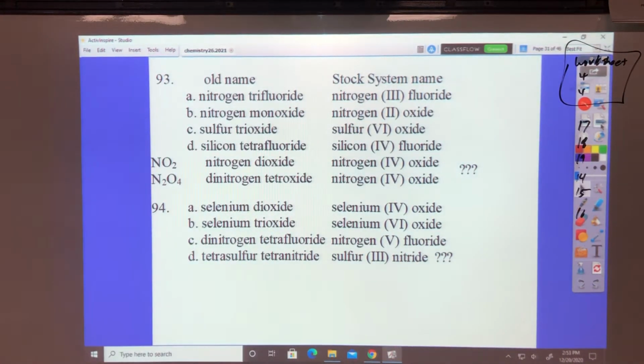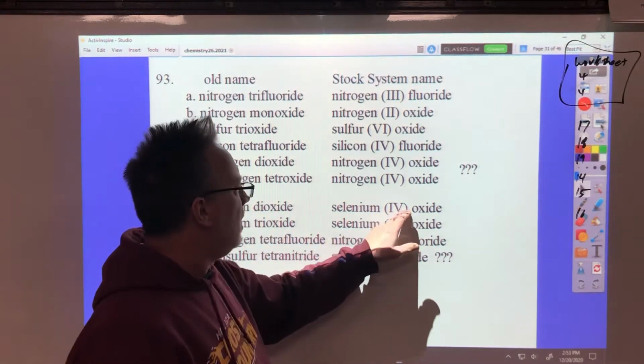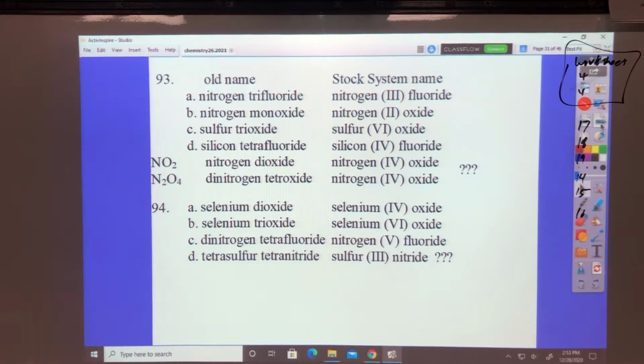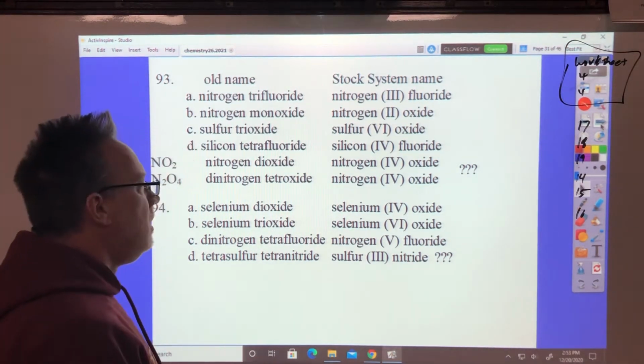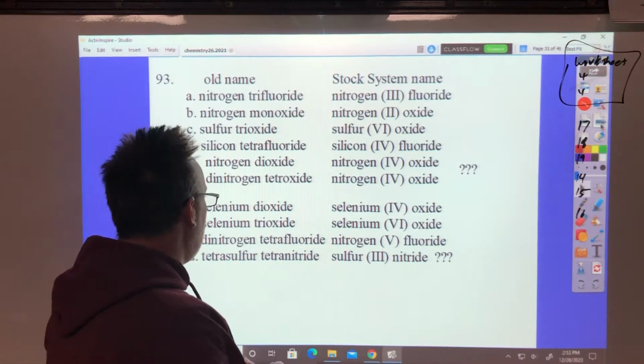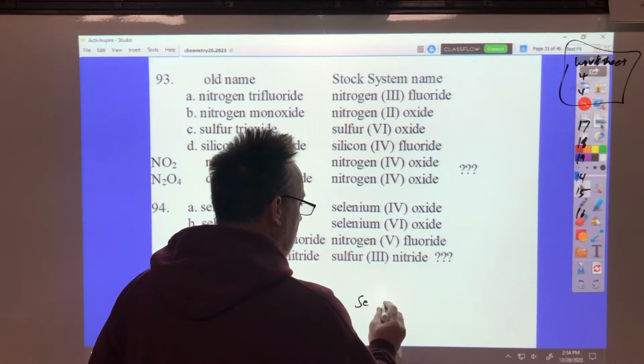Number 94, name each molecule. SeO2 is selenium dioxide. Its stock system name is selenium 4 oxide. B is SeO3, selenium trioxide. Its stock system name is selenium 6 oxide. Let's give this one a try. It's SeO3.